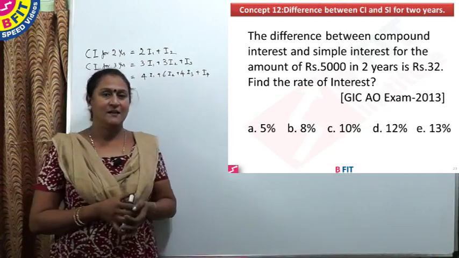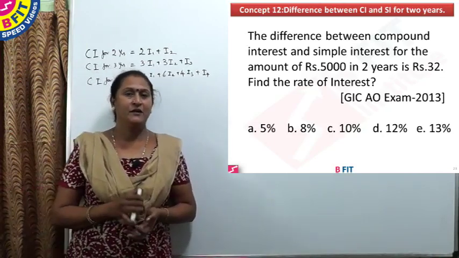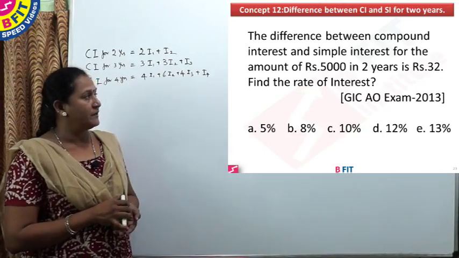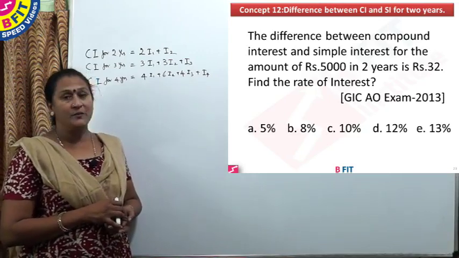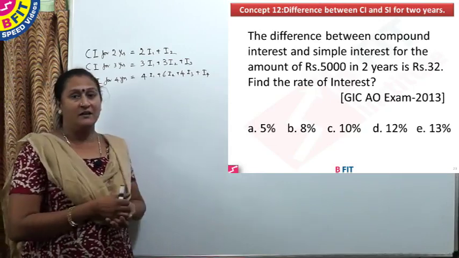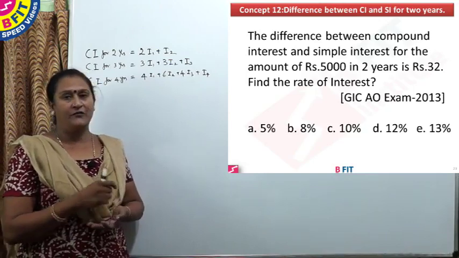So we'll see an example to find the difference between compound interest and simple interest. Here the question is: the difference between compound interest and simple interest for the amount of rupees 5,000 in 2 years is rupees 32. So find the rate of interest. In this question, the difference itself is given and you are asked to find the rate of interest.